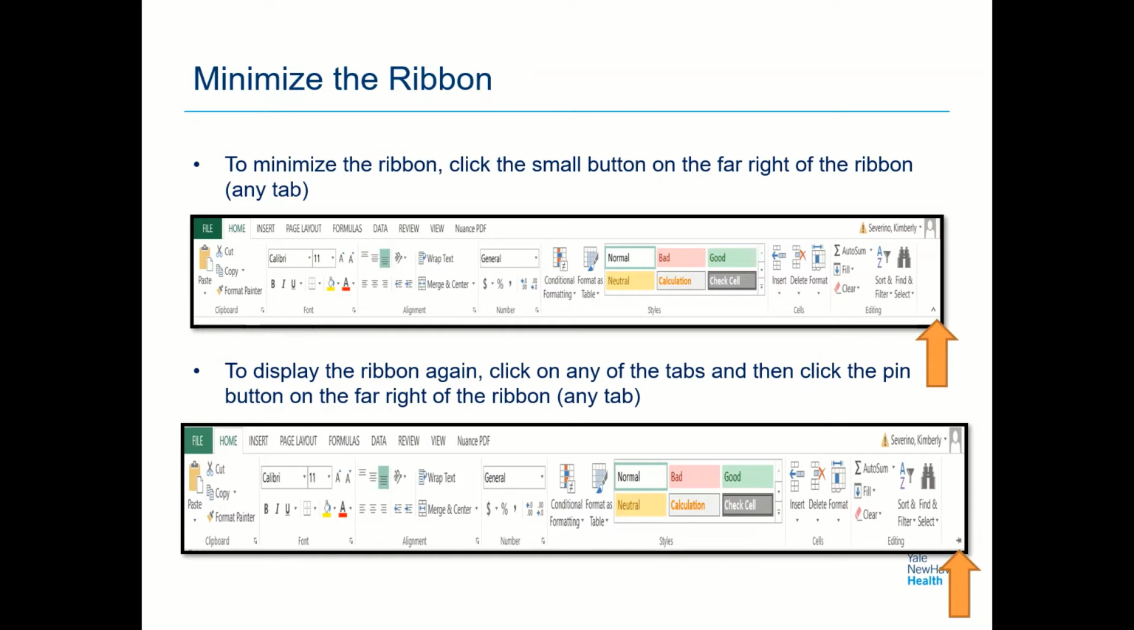To minimize the ribbon, click the small button at the far right of the ribbon, and that will bump it up so that you don't get all of that extra information. If you want it to appear again, just click on any of the tabs and then the pin button at the far right of the ribbon.